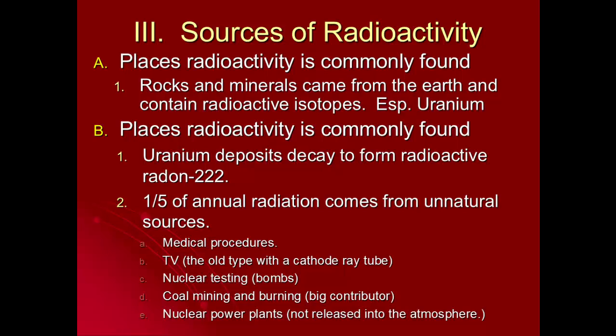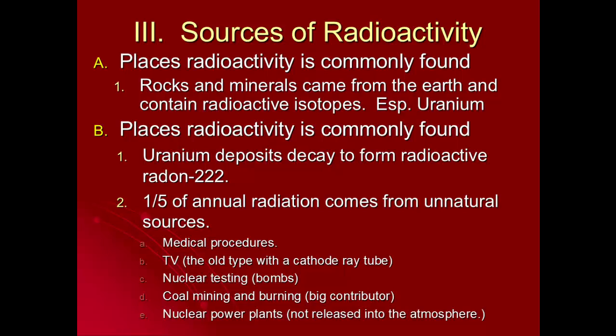A fifth of your annual radiation comes from unnatural sources. So medical procedures, I've had cancer, they irradiated my head, my hair fell out. That would be an example of a medical one. They have others that do diagnostics. They have ones that treat your thyroid if it's overactive, kill some of the tissue there. So various things that they do for medical procedures.